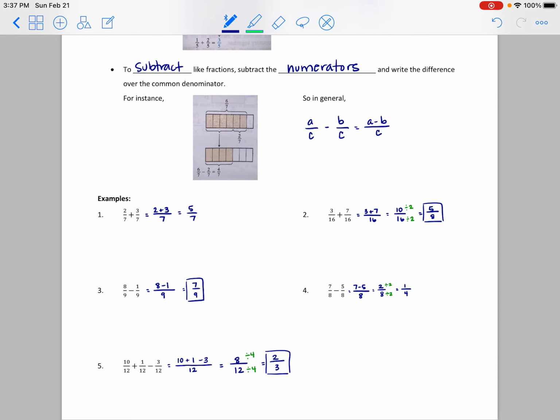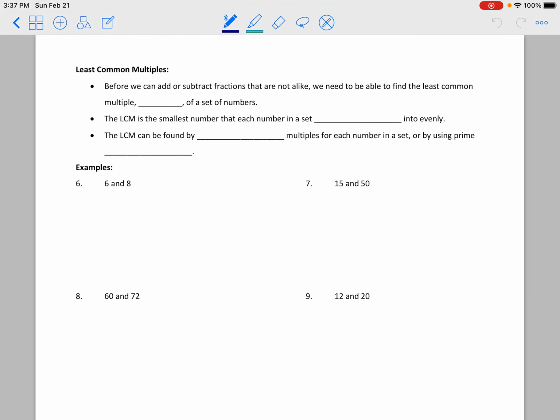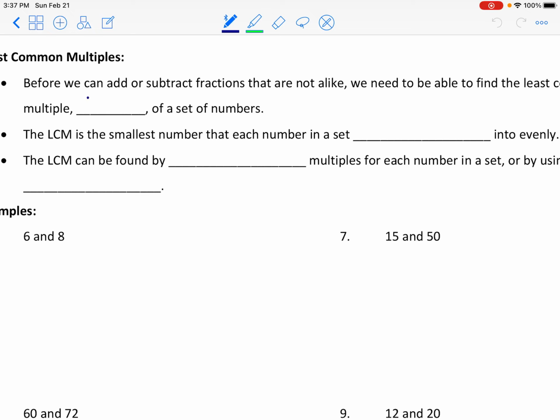All right, now adding and subtracting like fractions is pretty straightforward. However, not all fractions are like fractions. But before we can add or subtract fractions that are not alike, we need to be able to find what we call a least common multiple for a set of numbers. And least common multiple will be abbreviated LCM.